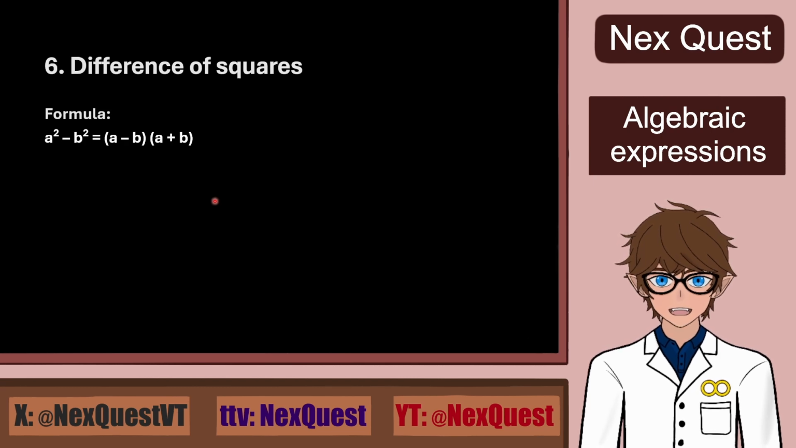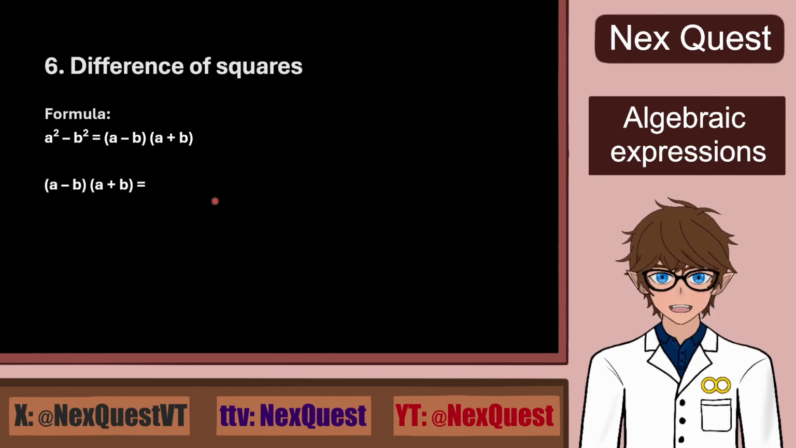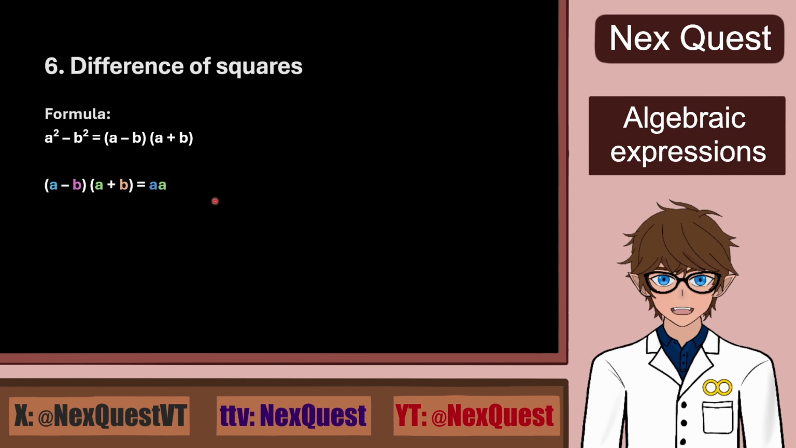So the formula is as follows. A squared minus b squared is a minus b times a plus b. Why does this work? Well, let's do the math. We write down the brackets and we color the letters so we can keep track of which was multiplied with which.